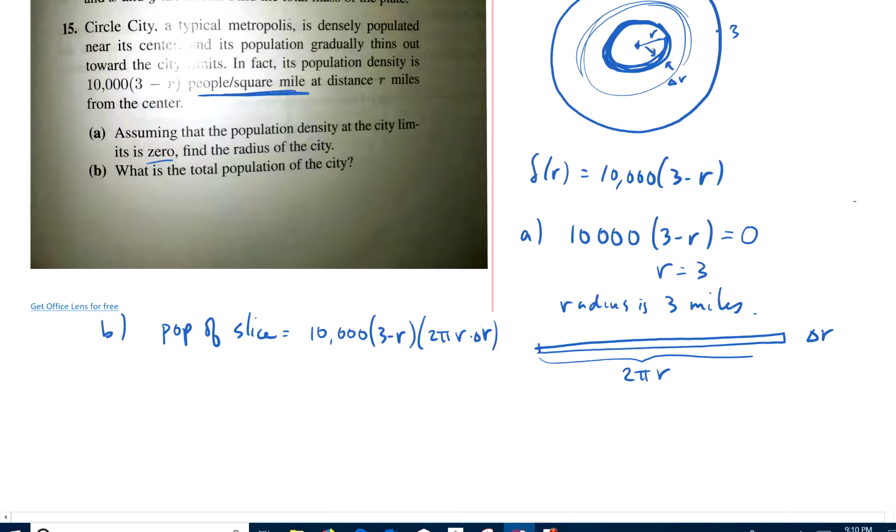And then from there, I can go right to this. The total population would be the integral from 0 to 3 of 10,000. I'm going to rewrite the order, times 2 pi times 3 minus r times r dr. And this actually becomes a pretty straightforward integral. Once you factor out the 10,000 and the 2 pi, you're just integrating that. Multiply it out, and if you do that, what will you get?